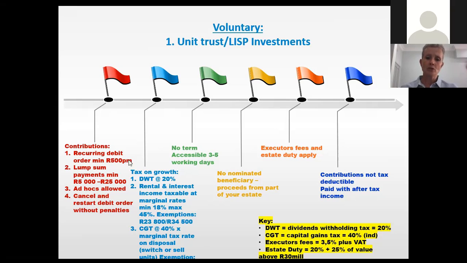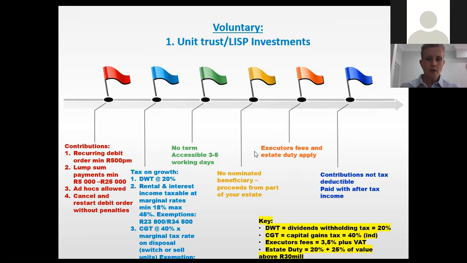I put a key at the bottom just for the people that don't understand my acronyms. So DWT is dividends withholding tax, and that's currently 20%. CGT is capital gains tax, and that's currently for an individual 40%. Then executors' fees are currently 3.5% plus VAT, and remember VAT is at 15% now. Then estate duty is 20% plus 25% if your estate is valued over 30 million. So it's just for the value over 30 million that the 25% will apply. That was a recent change in legislation last year.